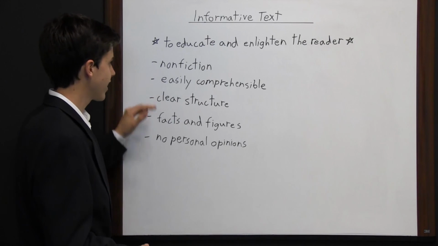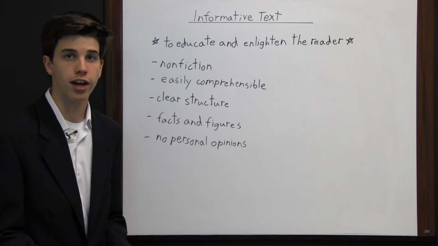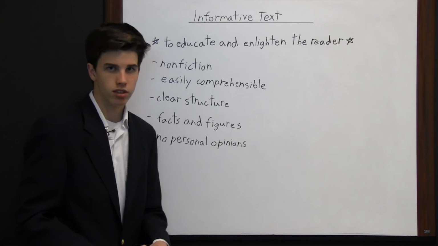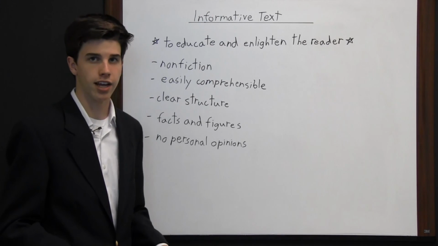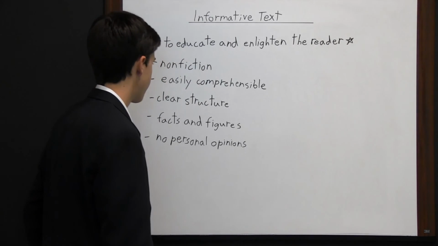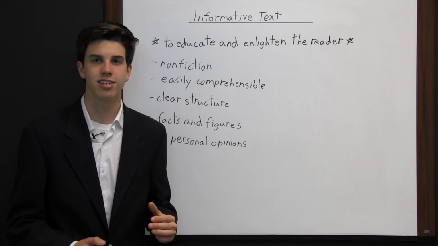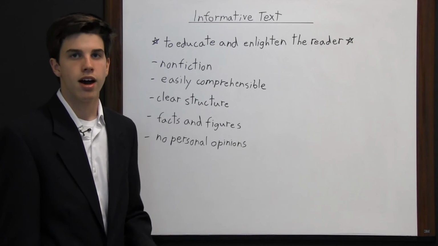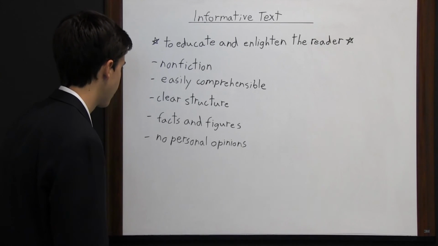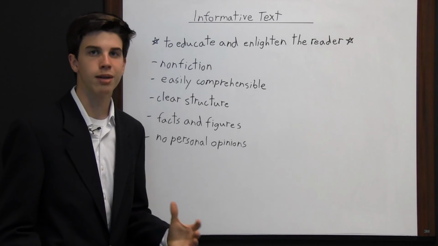It's generally easily comprehensible because the writer wants the reader to understand what the writer is talking about. So they want it to be easily comprehensible to the reader so that the reader can understand everything that's going on. There will also be a clear structure to the paper. Since it's informative, it'll oftentimes have several points or pertain to several things. So many times it'll go from one point to the next, a very clear structure throughout the entire paper. And like we've been saying, it'll have facts and figures in it. And so there won't be really emotional language.